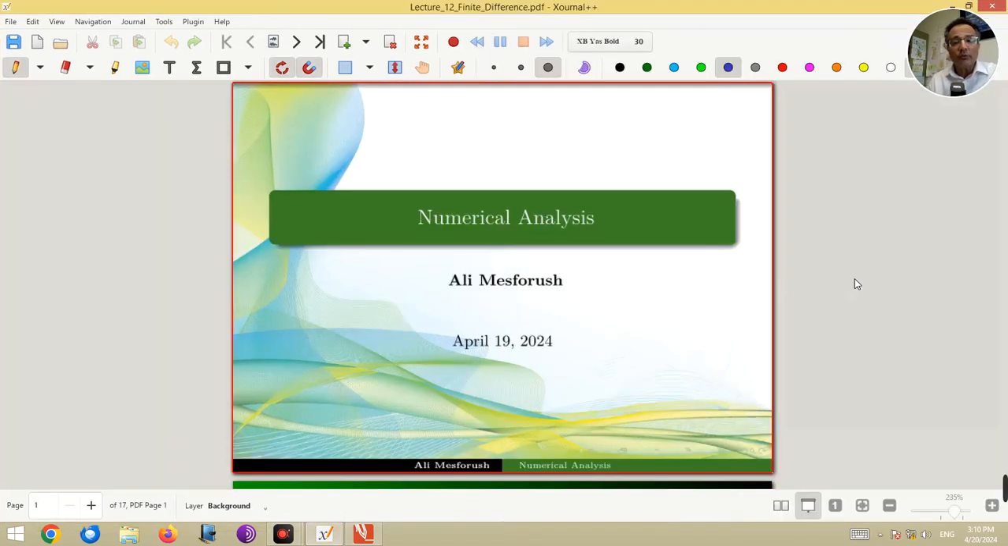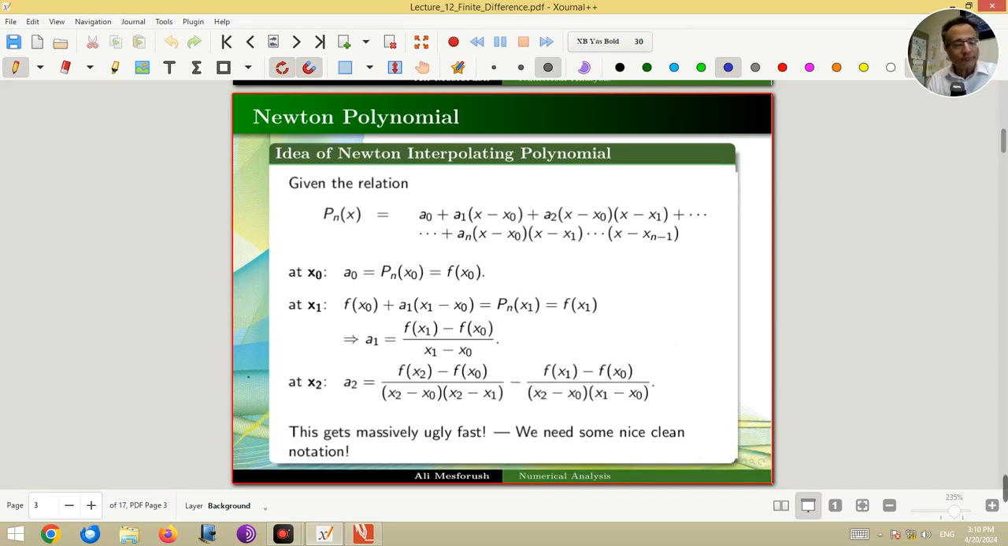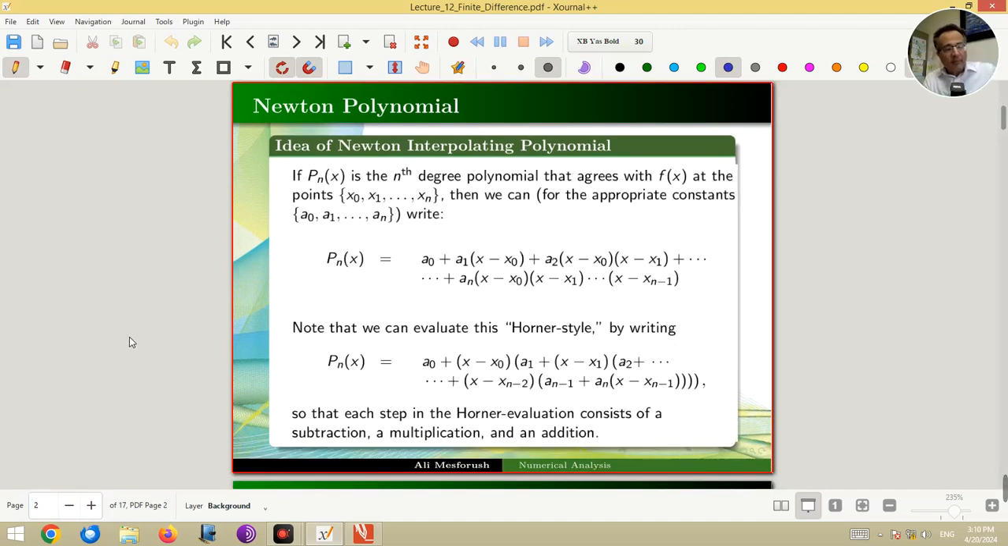Okay, so now I want to introduce a new technique that solves this problem. Before I start, you have to become familiar with the idea of the Newton interpolating polynomial, and then I introduce a new concept that we call finite difference, and we use finite difference to compute something like this.